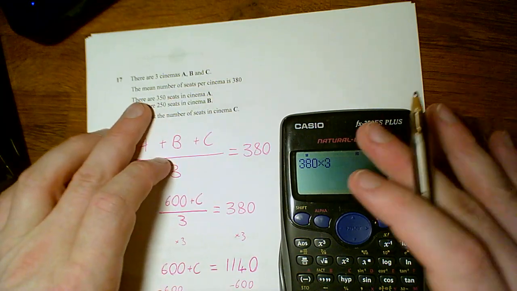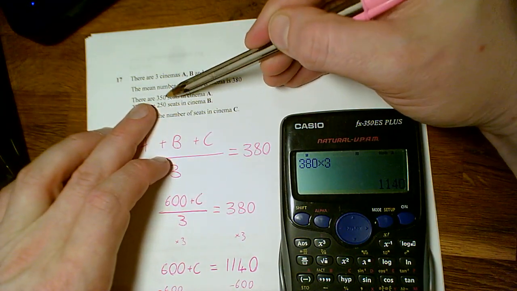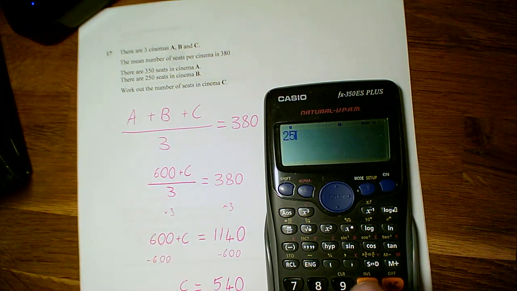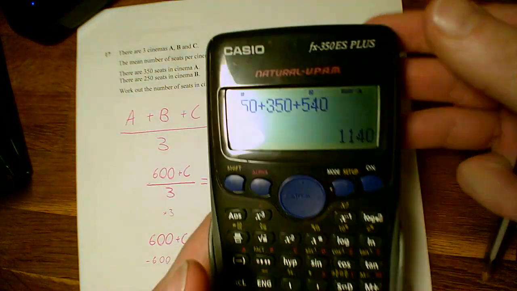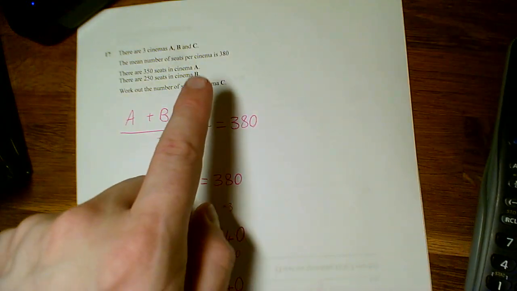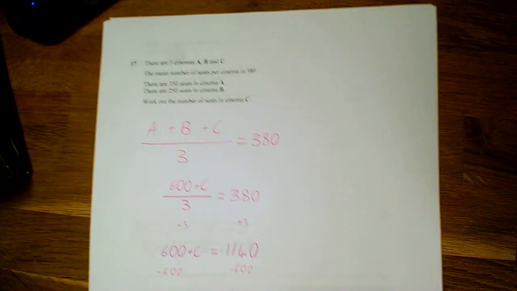And let's find the mean of 250, 350 and 540. So I do 250 plus 350 plus 540. So that gets me that many seats. And because there are 3 cinemas, I divide by 3, I get 380. Great, so that's what it must have been.